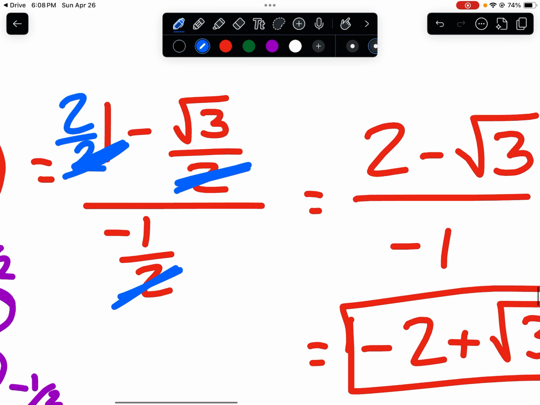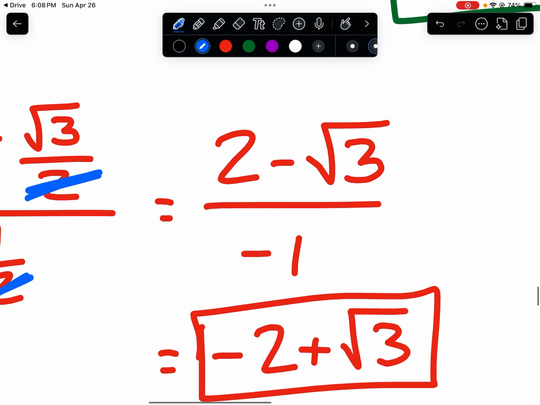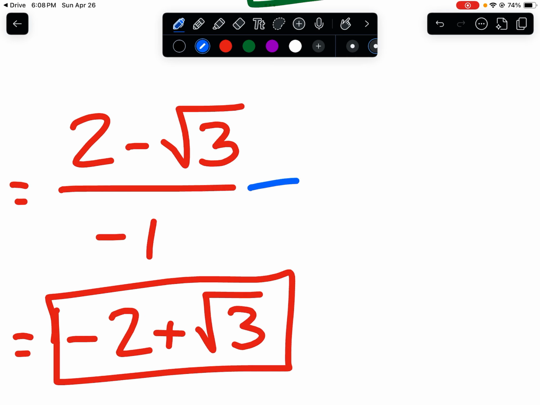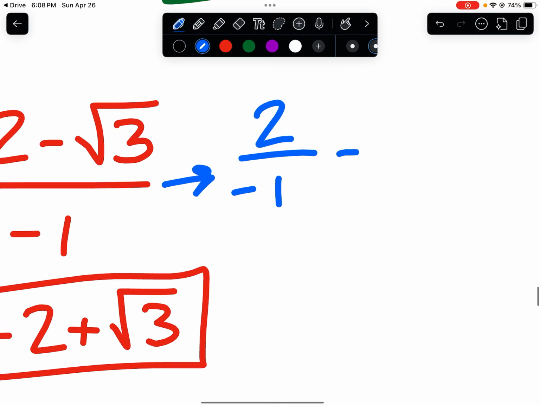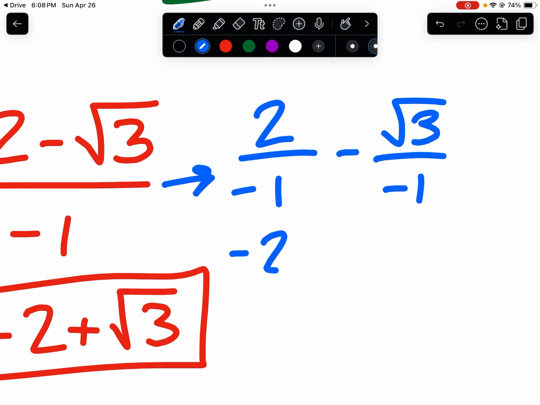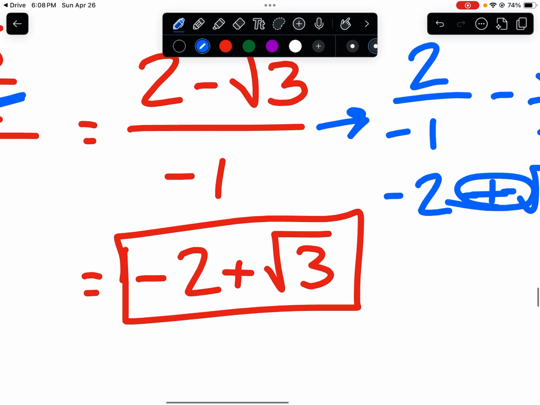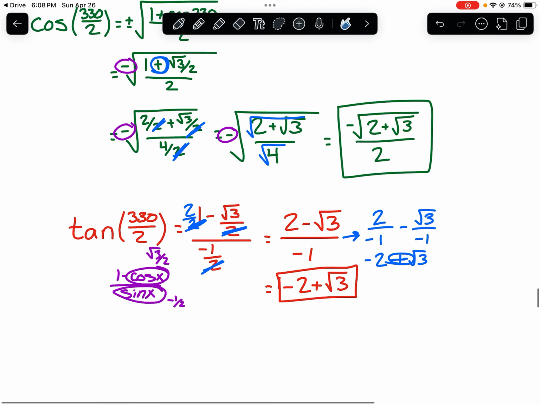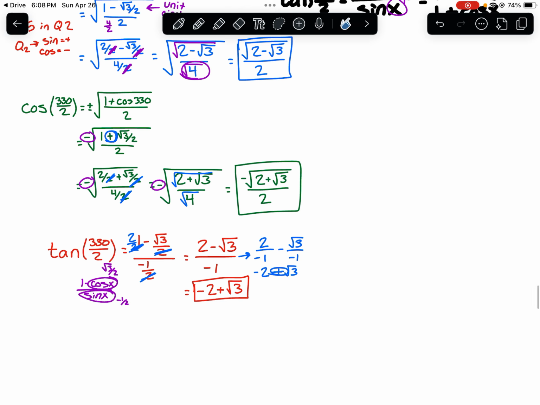And then if we take the 1 and write it as 2 over 2, we could cancel all of those 2's, and I get 2 minus root 3 over negative 1. If we wanted to simplify that a little more, we could split that into 2 separate fractions, 2 over negative 1 minus root 3 over negative 1, which would get you negative 2 minus negative root 3. Then that double negative turns into adding, which gets us negative 2 plus root 3 for a final answer there.